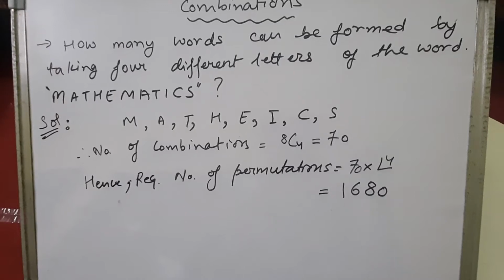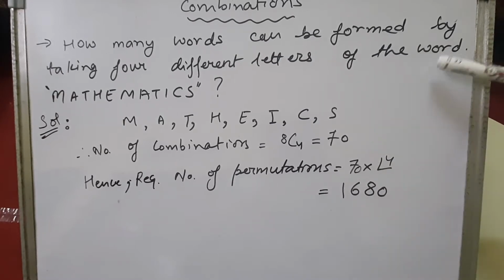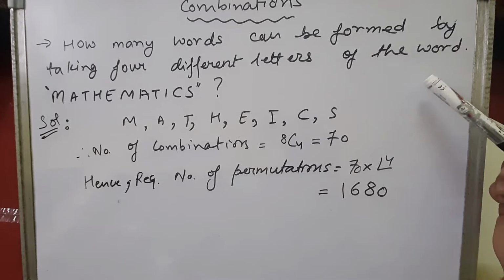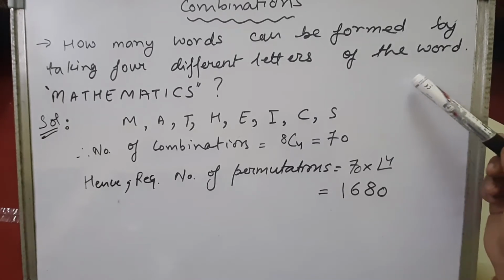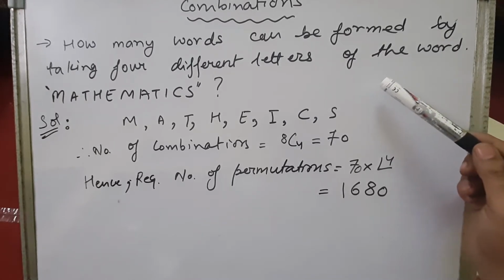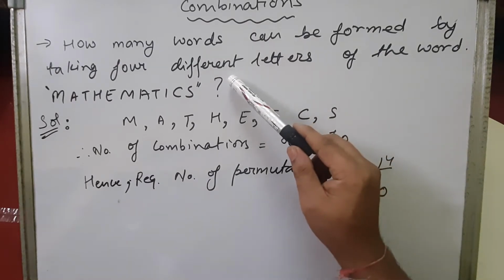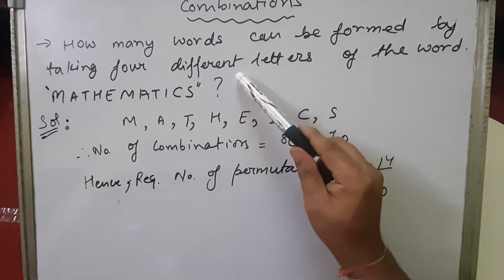Children, today we will be discussing more sums from the topic combination. Now let's see this sum. In this sum, it is given: how many words can be formed by taking four different letters of the word mathematics? Now, see, this is a key word of this question, different.